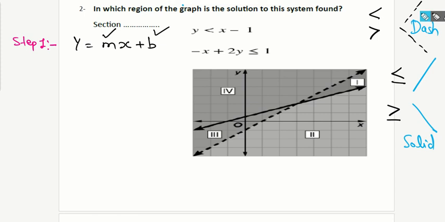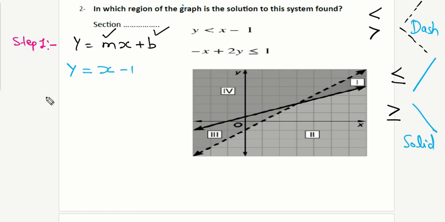Okay, let's continue. So your answer is, anybody would like to answer? Yep, region 1. Now let's check if region 1 is our answer. First of all, y less than, right? So I'm just putting equal, y equals x minus 1. There is no problem in this line.